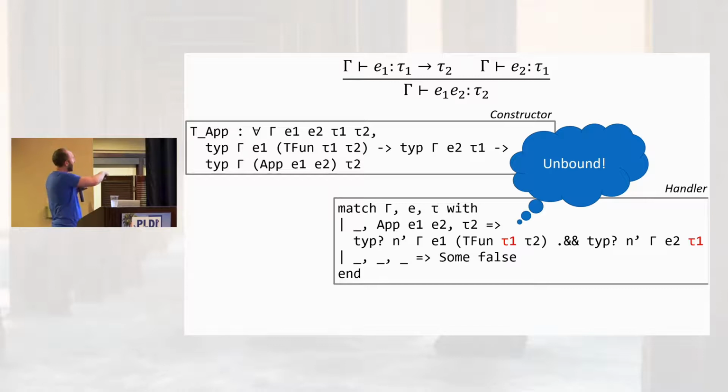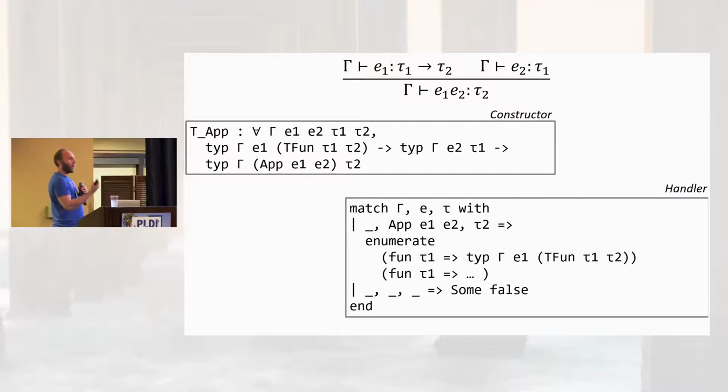We're going to use exactly the same procedure that we used to derive a semi-decision procedure for inductive relations, and we're going to derive an enumerator with basically exactly the same structure. So if we had access to an enumerator, then we could enumerate all the types that E1 could have, and then go on to check whether E2 has that type. And that would be a pretty valid handler for this particular thing, assuming we had access to an enumerator.